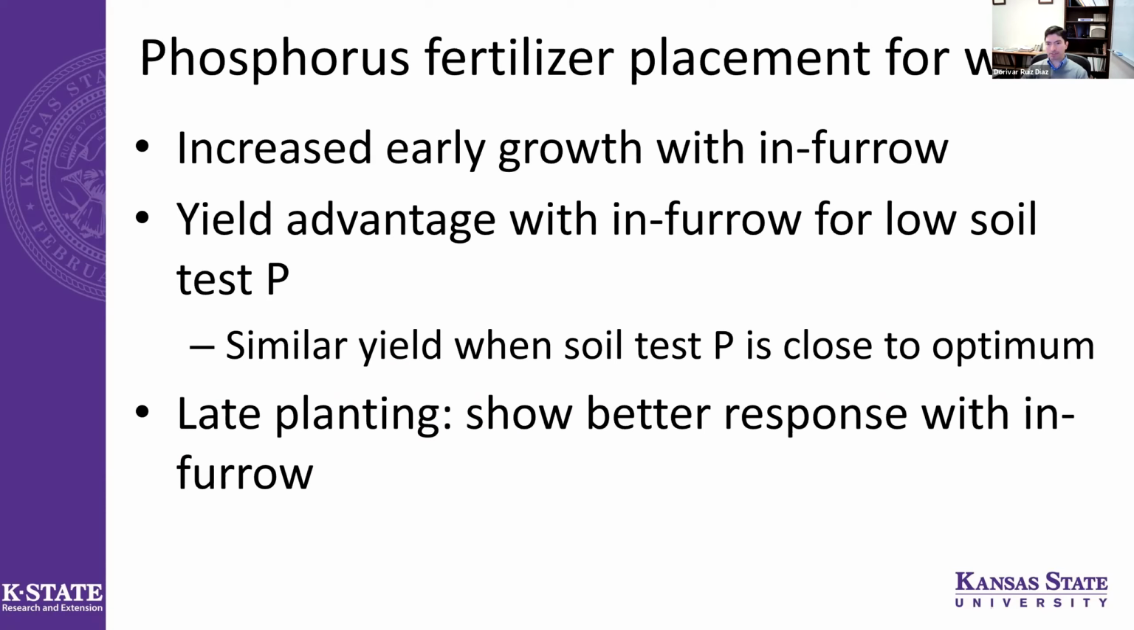And again, that makes sense. We're trying to take advantage of any growth that we can get, any tillers maybe that we can get in the late fall and early spring. And again, that placement can make a big difference in late planted wheat. When it's planted at optimum timing, optimum dates, again, that difference tends to be less consistent.